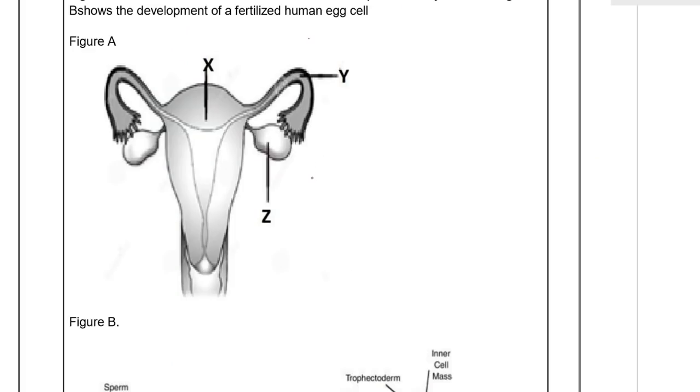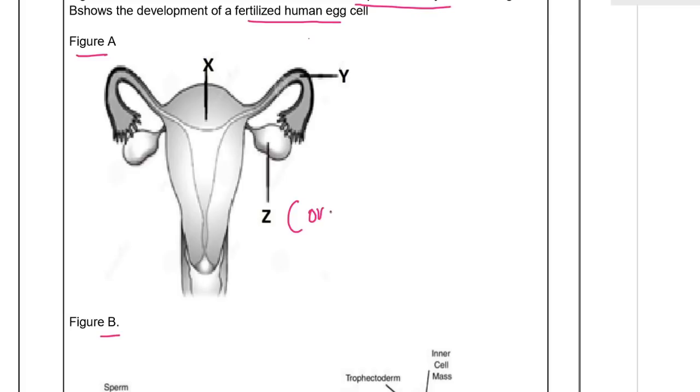Question 7. Figure A shows the front view of the human female reproductive system and figure B shows the development of a fertilized human egg cell. Okay, so here we can see figure A and B here. So ये जो female reproductive system है, here we have been given labeled X, Y, Z. So we'll quickly first of all write what is Z.